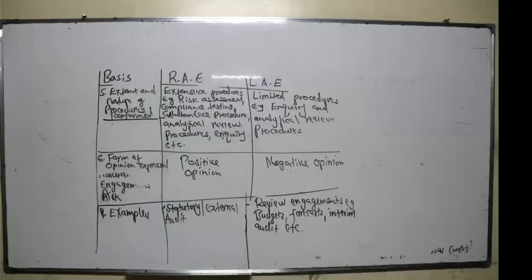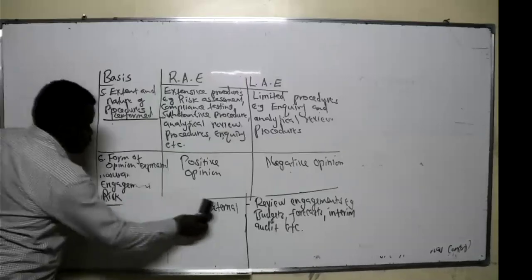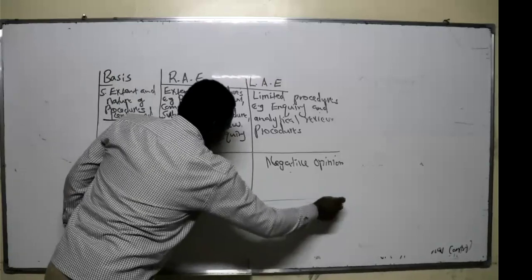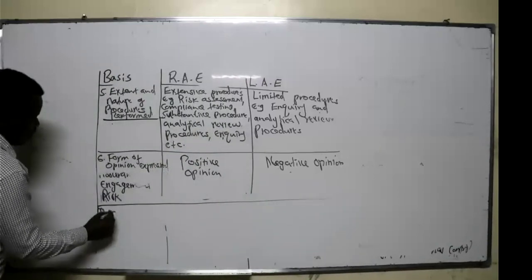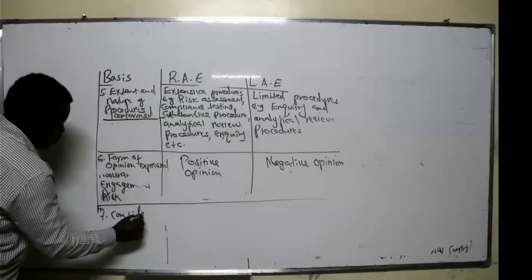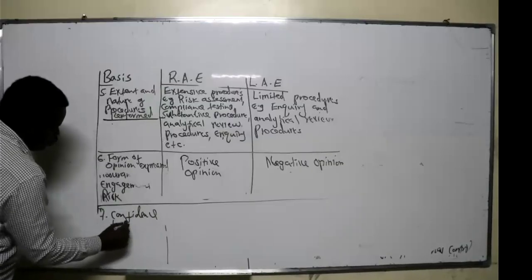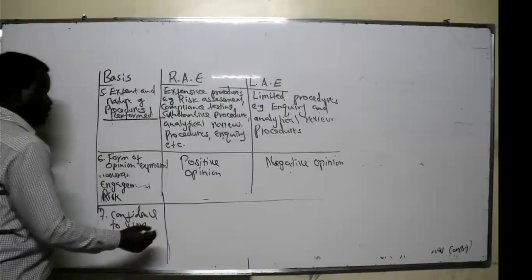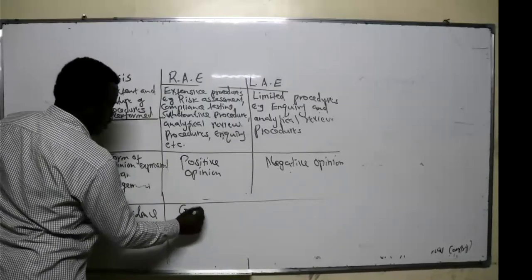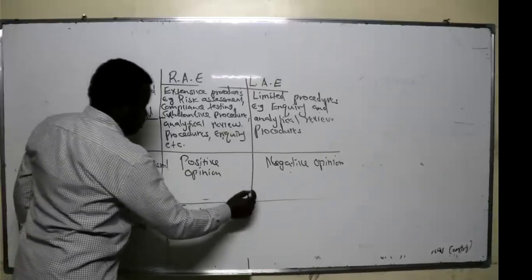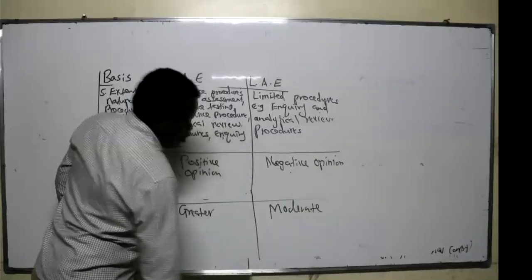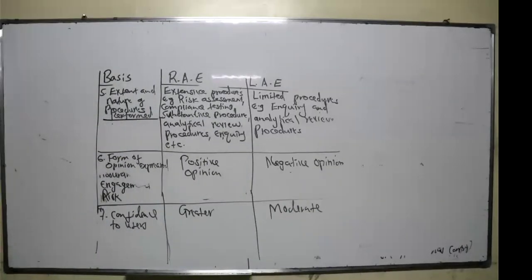The other one we can look at is the confidence to users, number 7. This one gives greater confidence to the users. This one gives moderate confidence to the users.